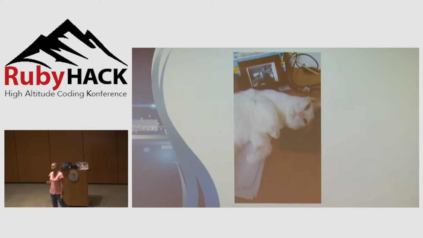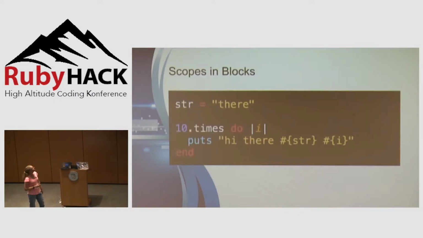So as I said, today I'll be speaking about blocks in Ruby. Now, as you probably know, you can do some pretty interesting things with blocks. For example, you can do what I've got here, which is defining a variable outside the scope of a block, and then you can use it inside a block that you pass to a method without any issues.